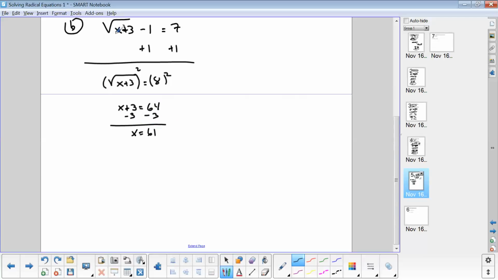So I'm just going to go back up to the original. The square root of 61 plus 3 is the square root of 64. And the square root of 64 is 8. And 8 minus 1, I get 7. So I do get 7 equals 7. Just tells me that this is the correct solution.